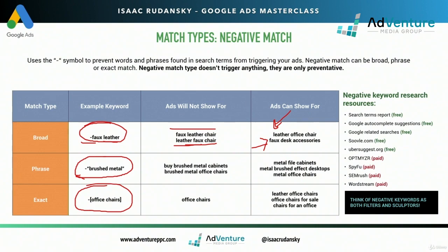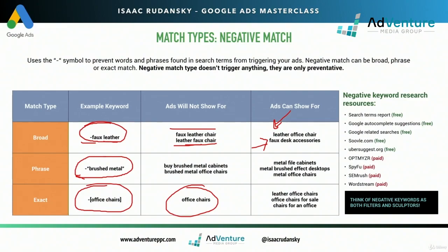So if my negative exact match keyword is negative brackets office chairs, negative office chairs, my ads will not show up for the search office chairs. But my ads could show up for leather office chairs for sale, chairs for an office. It doesn't matter. The only time I don't want my ads to show is for office chairs.